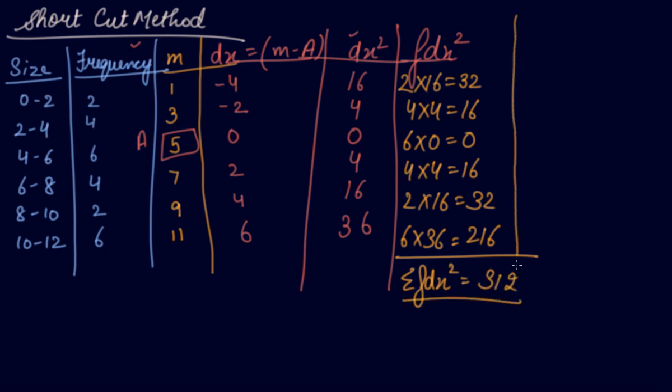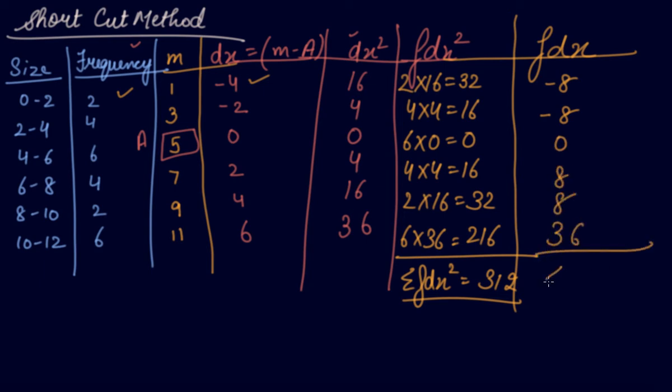Now we will multiply and find f dx. dx is this, f is this. So it is minus 8, minus 8, 0, 8, 8, 36. So we get the answer summation f dx as 36.